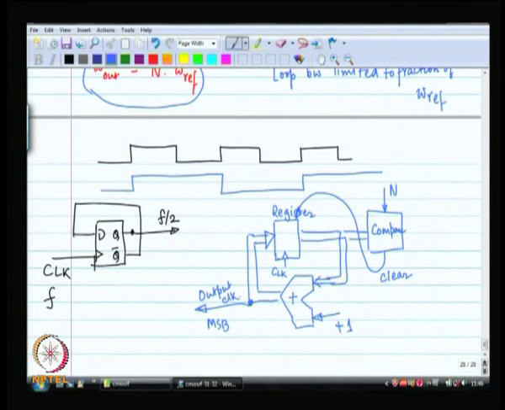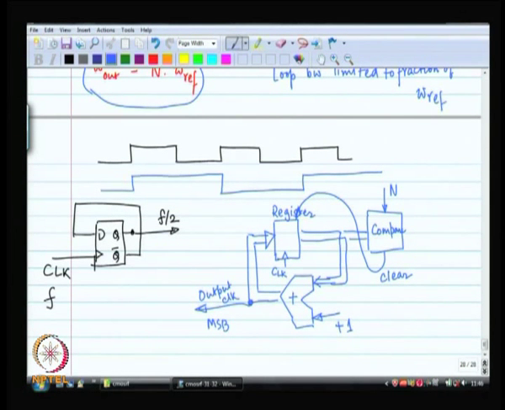Something like this. This will work. It's just that this is not how it's done because of speed and other reasons. So finally, this is not the implementation that we use. However, this is a crude possible circuit.